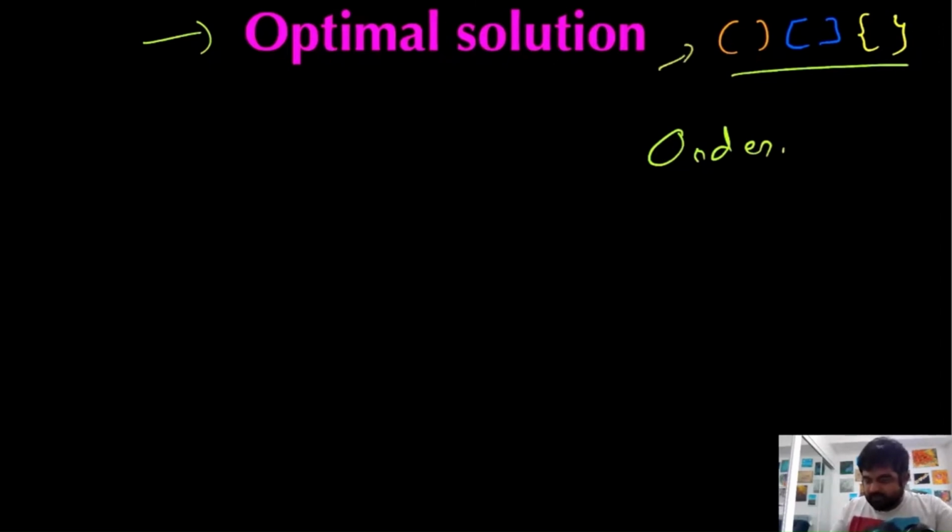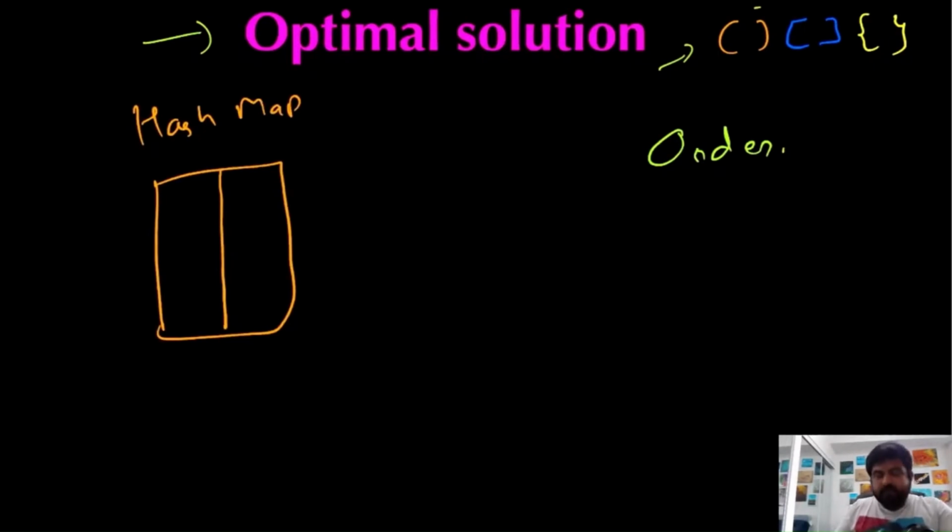We know that for every single opening bracket there has to be a closing bracket, and they are always in pairs. So to quickly look them up, we are going to use a hash map. Inside our hash map we are going to have all of these closing brackets as the keys and their opening brackets as the corresponding values. So we are going to have 3 entries. Now we have to take care of their order and number of occurrences.